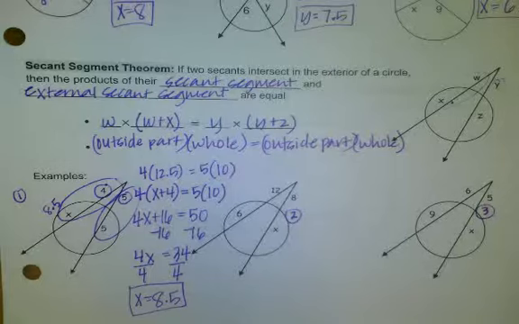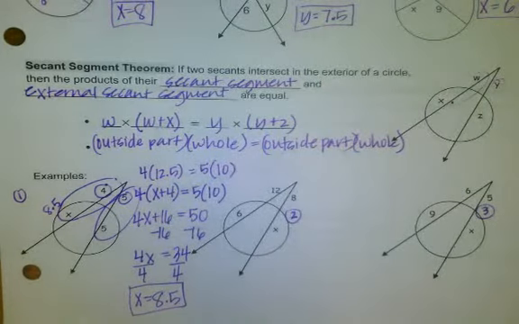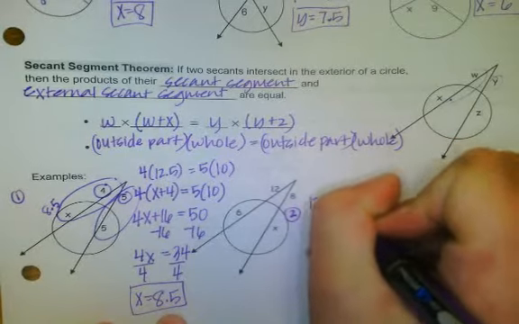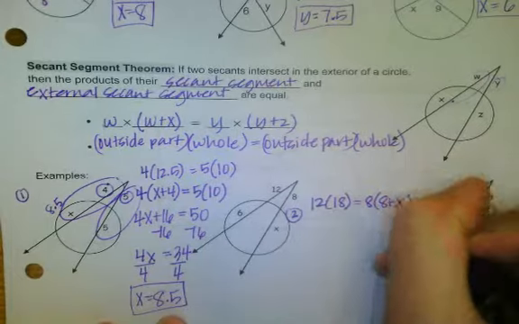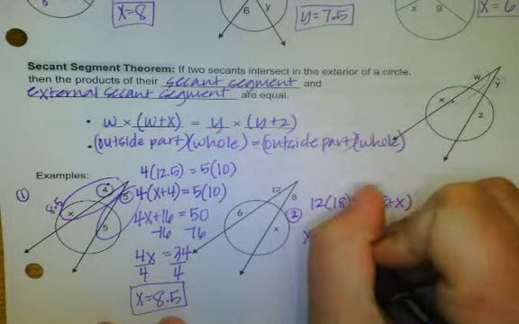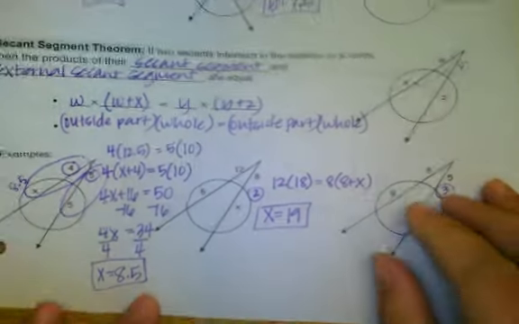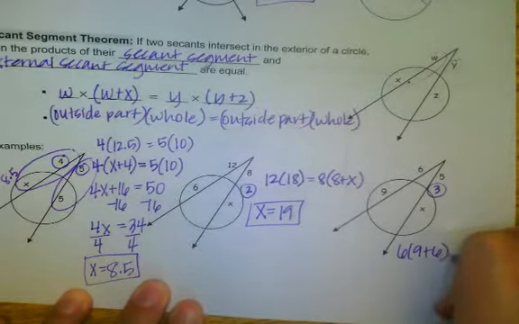Okay, most of you are wrapping up the last one. When I went around, everybody had them correct so far. For number 2, how did you set it up? 12 times 18 equals 8 times 8 plus x. Very good. And when you solved, you got x equals? 19. Okay, when you set up the third one, what do you get? 6 times 15 is equal to 5 times 5 plus x. Okay, and when you solved, you got?